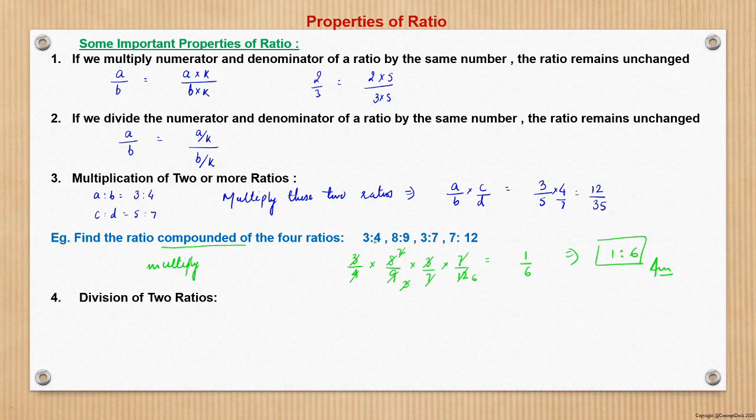Now, division of two ratios is the same as the multiplication of two ratios. If it is given that a is to b is, say, 3 is to 5 and c is to d is 2 is to 7, and if I have to find a is to b by c is to d, this is nothing but a by b upon c by d, which is the same as 3 by 5 upon 2 by 7, which is 3 by 5 into 7 by 2, which is 21 by 10. So the ratio becomes 21 is to 10, right?